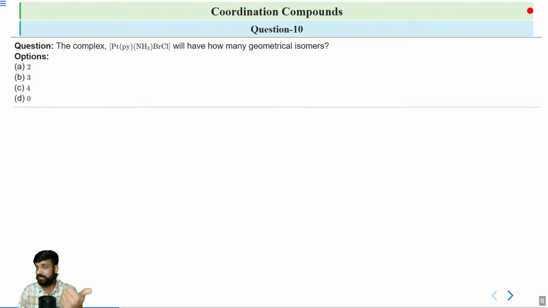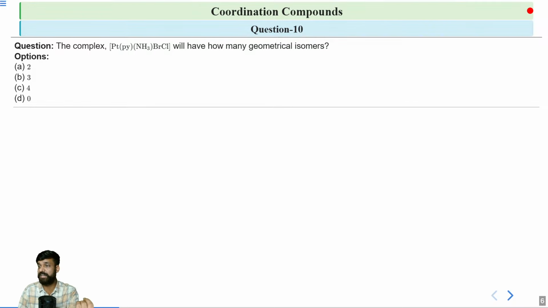So see how it is useful here. If you are not able to know whether a given complex is tetrahedral or square planar, then you won't be able to solve the question, because if you assume this is tetrahedral, then tetrahedral complexes never show geometrical isomers. So the answer would be 0, and you will be wrong at that moment only. So first of all, you have to identify that thing.